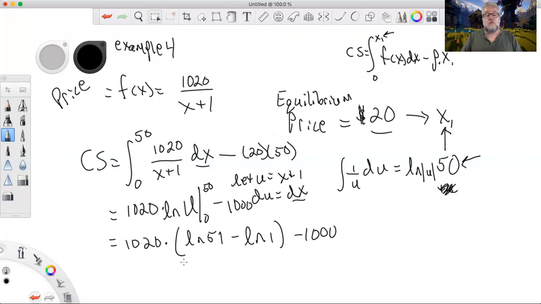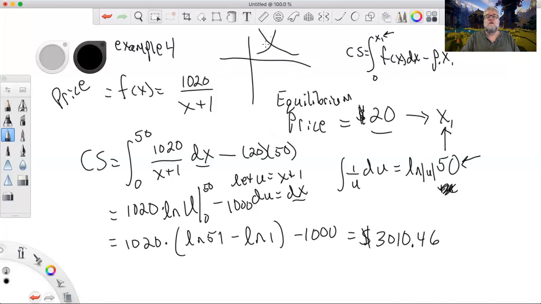And now you got to go to your trusty calculator to crunch these numbers. And you're going to get the amount of revenue we'll generate is 3,010 and 46 big ones. This is the amount of income we'll get in, if I can draw it, in this area up here. The area up there represents the amount of income we get in the consumer surplus market environment, which we found to be that.